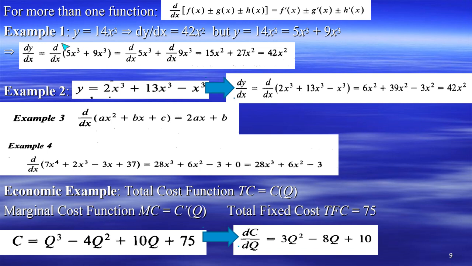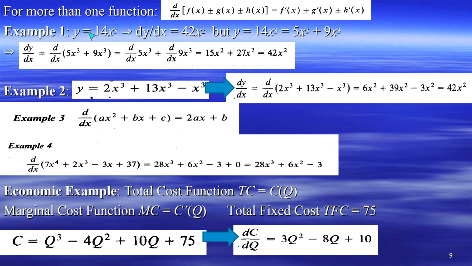All right. The first example goes like this. y is equal to 14 times x to the power 3. The derivative of this function is very easy. Just put the 3 in front. 3 times 14 is 42, x to the power 3 minus 1, x to the power 2. So it is 42x squared.